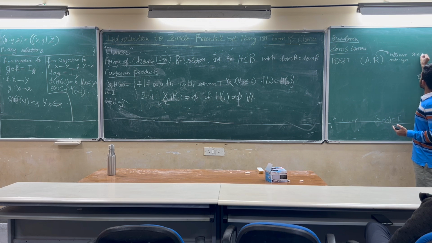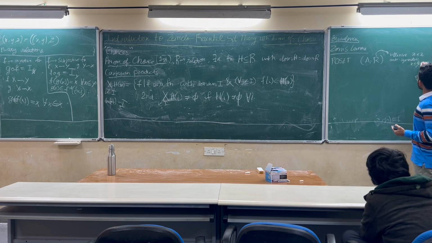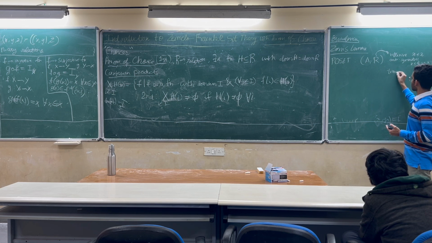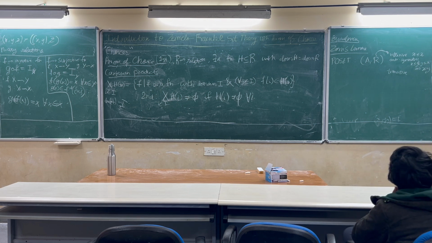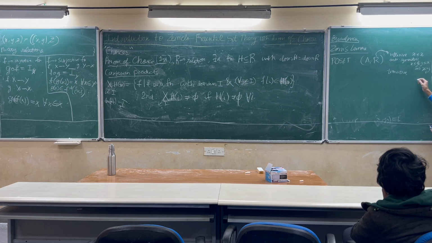Reflexive as in every element is related to itself. It's antisymmetric, meaning if x is related to y and y is related to x, that should imply that x is equal to y. And it is also transitive. This is just similar to how the containment relation, the subset relation, works for sets. These three properties are what containment holds. If A is a subset of B and B is a subset of A, then A is equal to B. Every set is a subset of itself, and transitivity also holds. So this is just abstracted to give a general notion called poset.